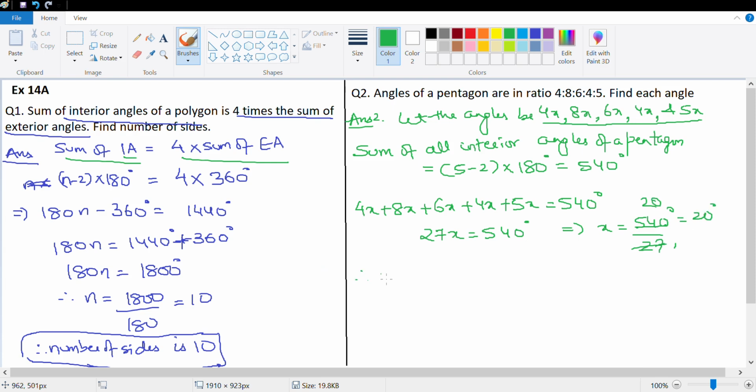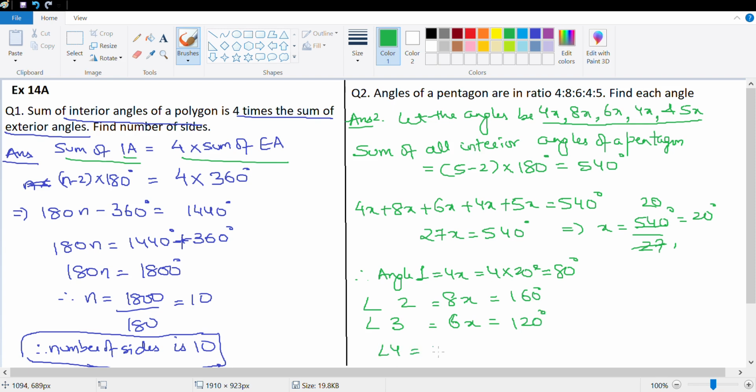Therefore, angle 1 is equal to 4x, which is equal to 4 into 20 degrees, which is equal to 80 degrees. Angle 2 is equal to 8x, which is 8 into 20, that's 160 degrees. Angle 3 is equal to 6x, which is 6 into 20, which is 120 degrees. Angle 4 is equal to 4x, which is 4 into 20, that's 80 degrees. And angle 5 is equal to 5x, which is 5 into 20, that's 100 degrees.